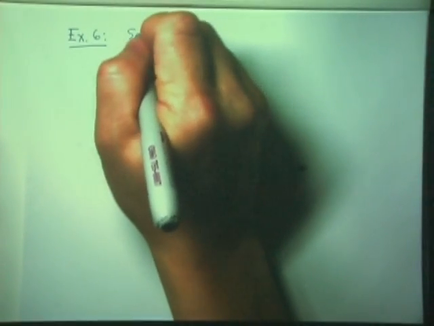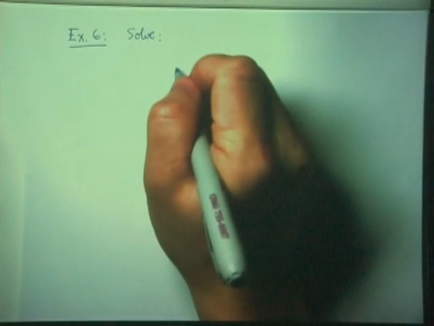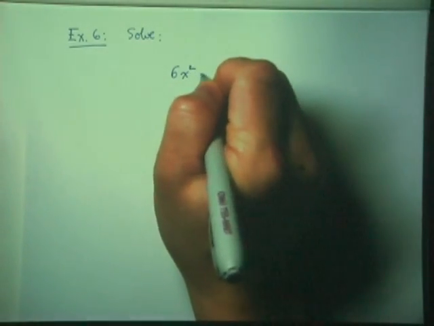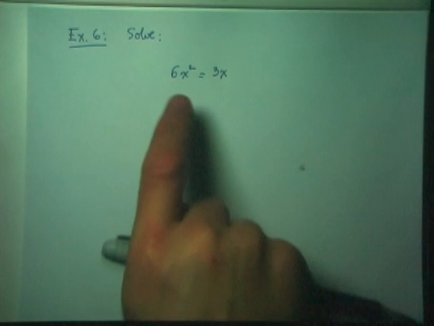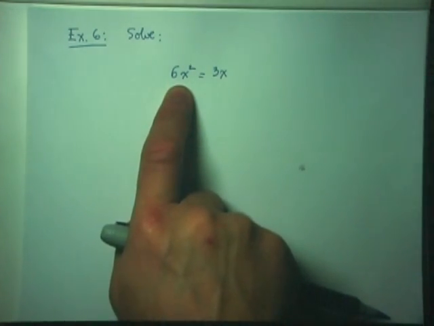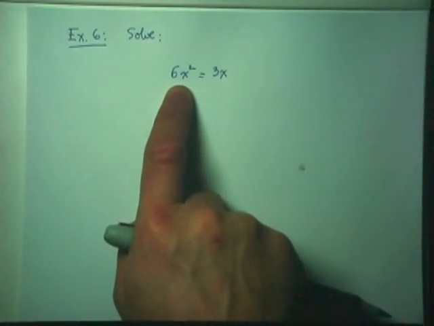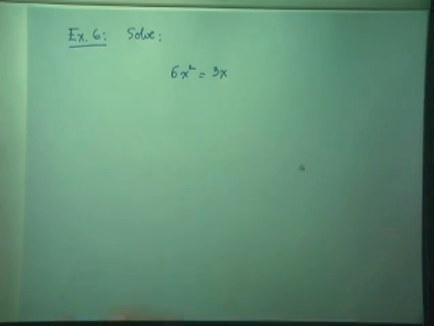Okay. Example number 6. Let's try a couple more examples of factoring problems. Once again, we want to solve the equation 6x squared equals 3x. Now, you might feel a little surprised. Is this a quadratic equation? Yes, it is. It's still a quadratic equation, for the reason being I do have an x squared term in here. The x squared term is my largest power term.